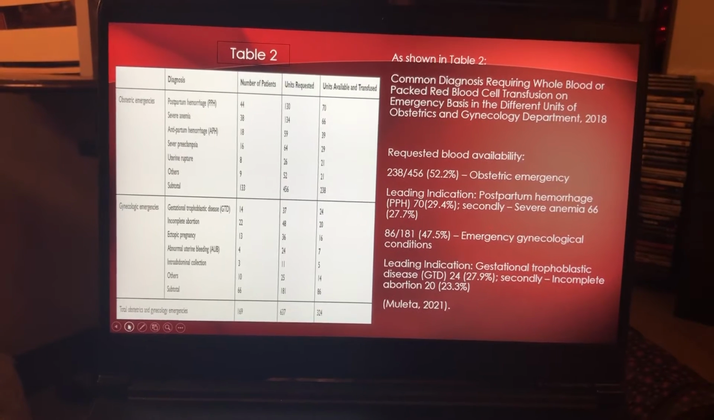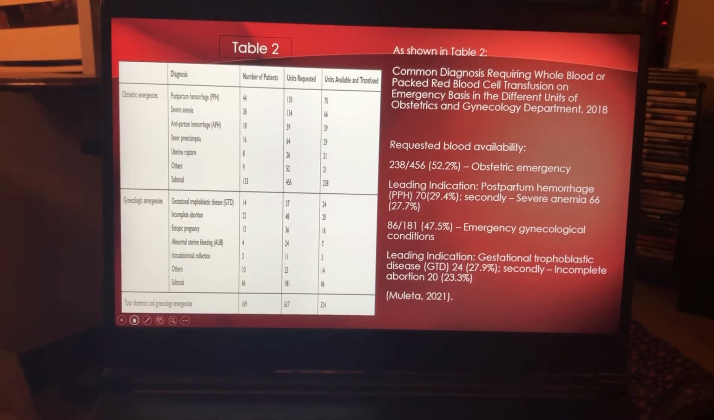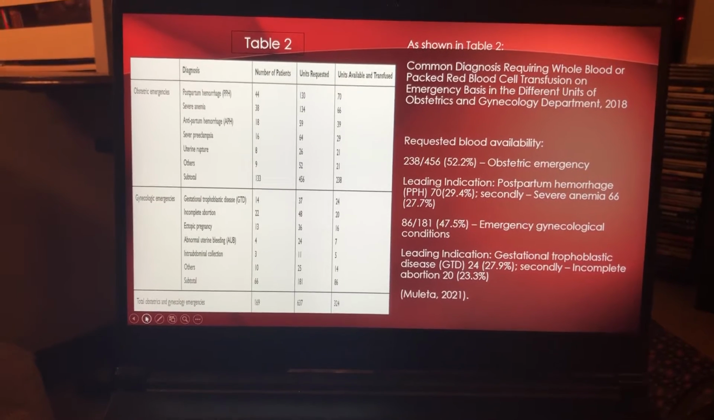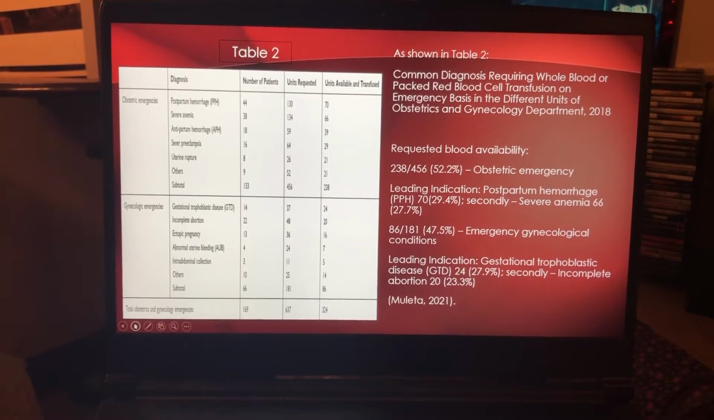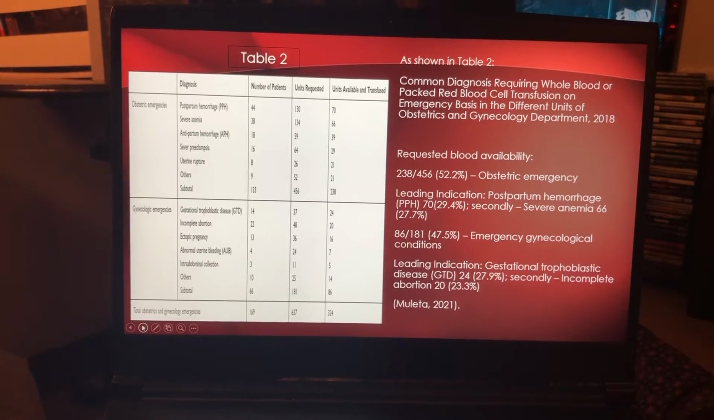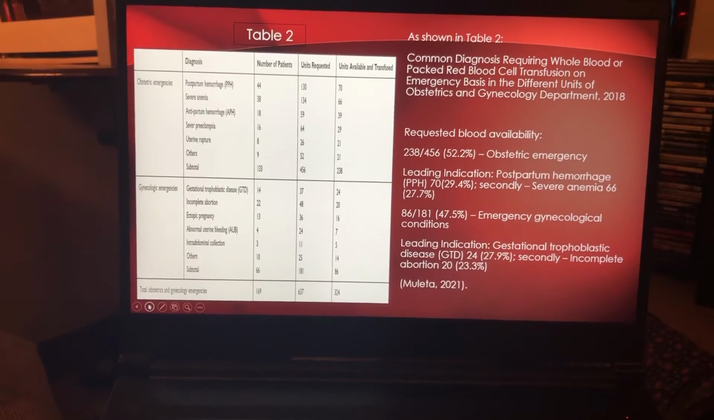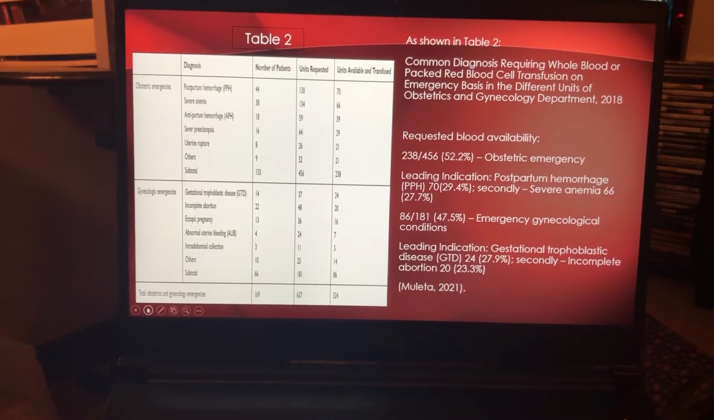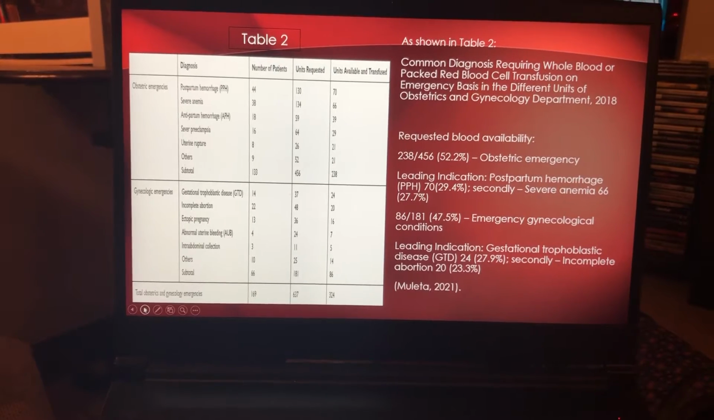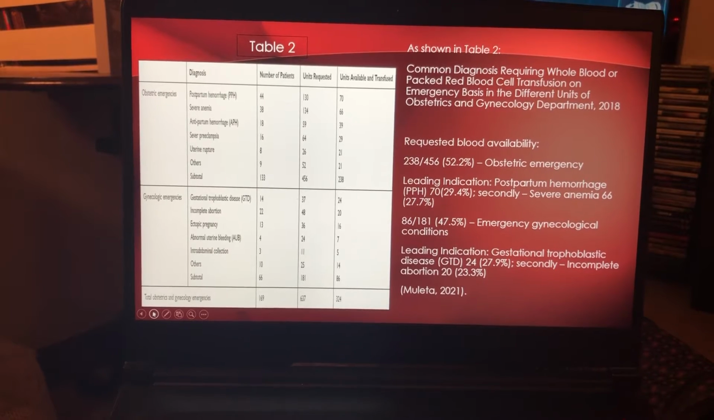Table 2 shows common diagnoses requiring whole blood or packed red blood cell transfusion on an emergency basis in the different units of the obstetrics and gynecology departments. For the requested blood availability, they requested 456 units, but they only got 238, which is 52.2% of what was requested in the obstetric emergency department. The leading indication in that department was postpartum hemorrhage, or PPH, which was 70 units, which is 29.4% of what was actually used. Secondly, severe anemia, which was 66 units, or 27.7%.